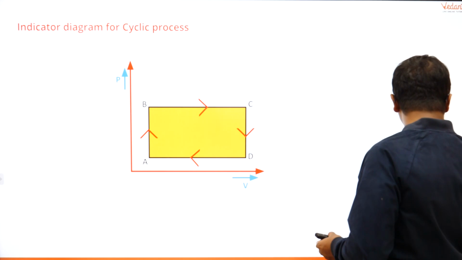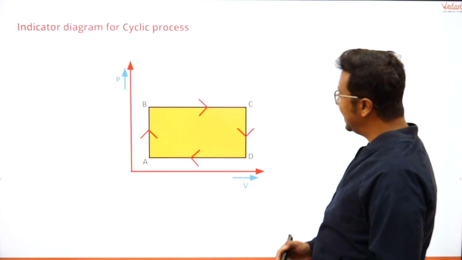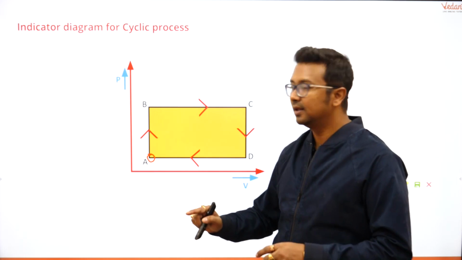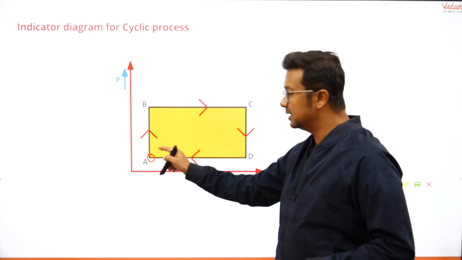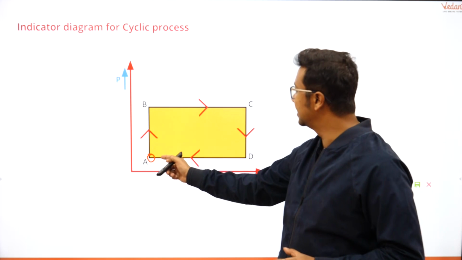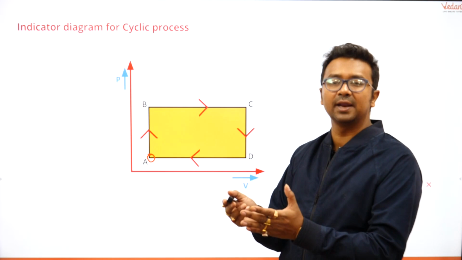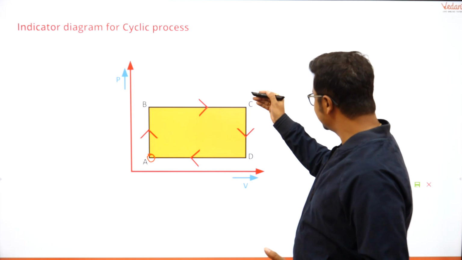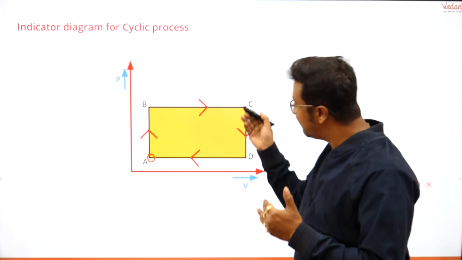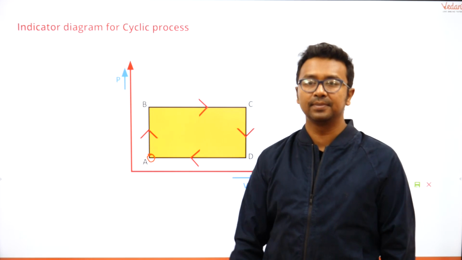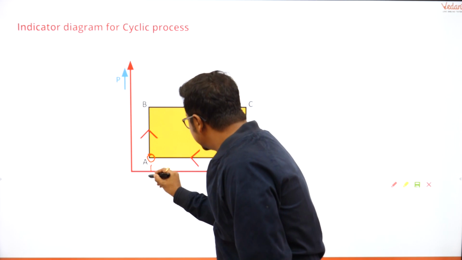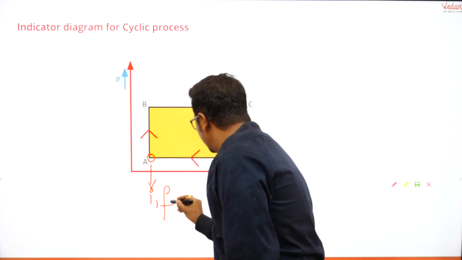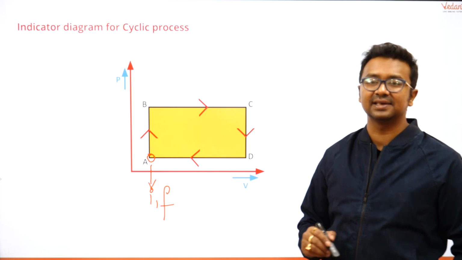The cyclic process is very simple to understand. Let me just explain this to you. It starts at a given point, undergoes multiple thermodynamic processes, like it goes from A to B through a certain thermodynamic process, then goes from B to C through another thermodynamic process, then comes from C to D through another one, and then finally comes back to point A. So, my dear students, this is the initial as well as the final state of the gas.